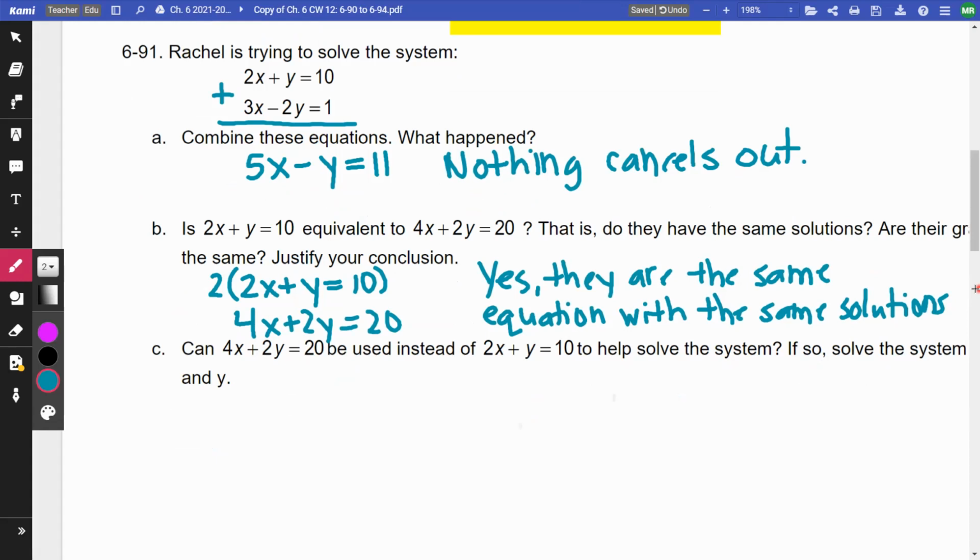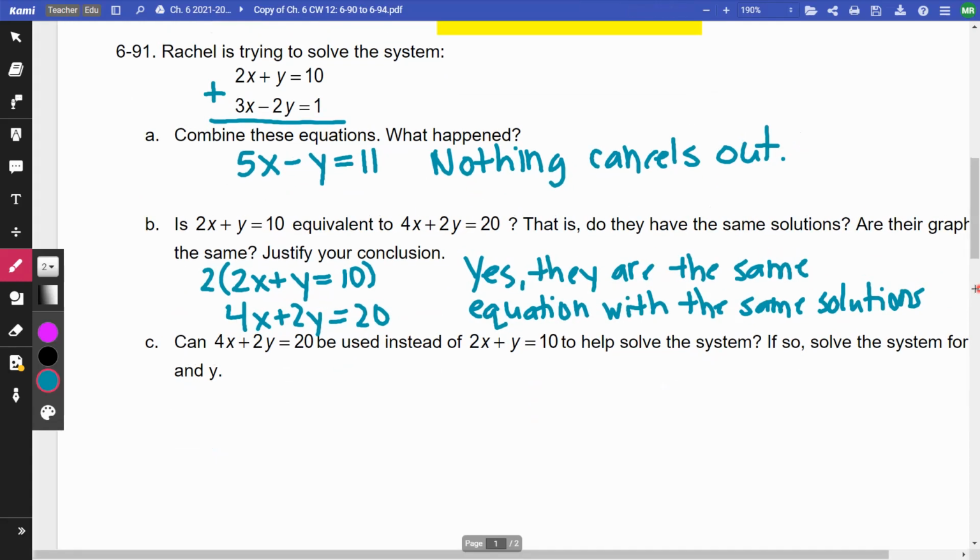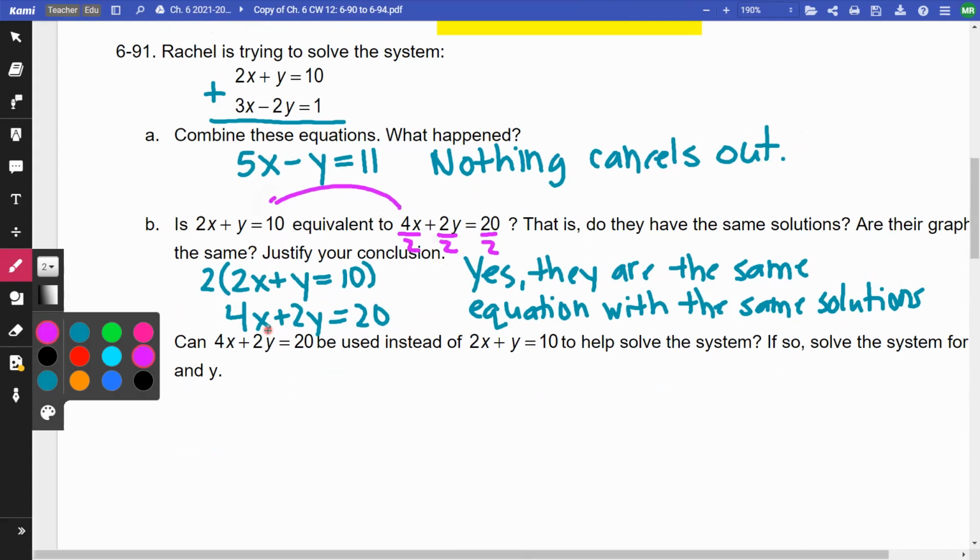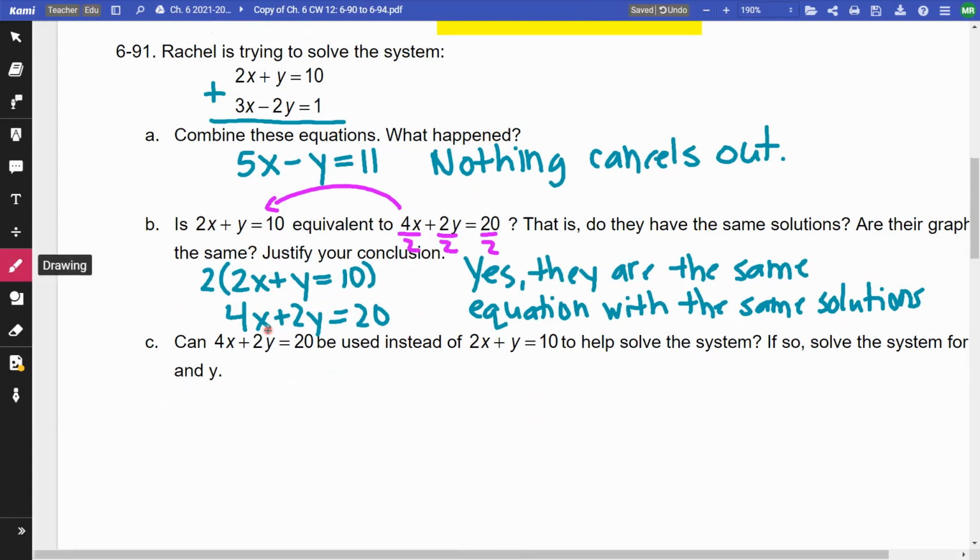Okay, they're going to have the same solutions. They are exactly the same equation. I can multiply an equation by something, or if I wanted to, I could have really divided by 2, divided by 2, divided by 2. And if I did that, I would have gone backwards and gotten the other equation. So I'm also allowed to do that. Sometimes I will divide to make it smaller if everything's divisible by that number.